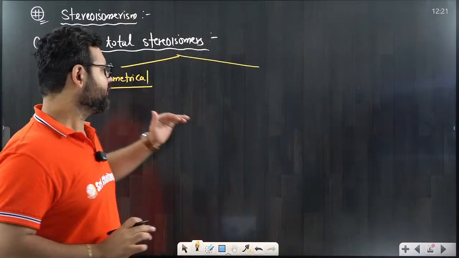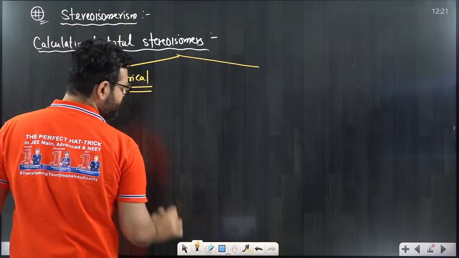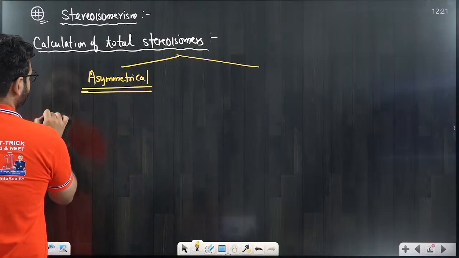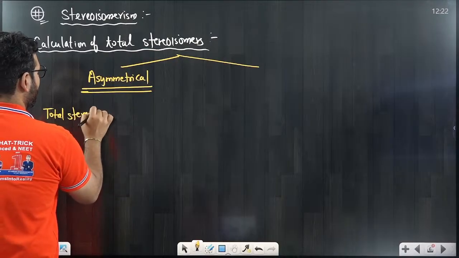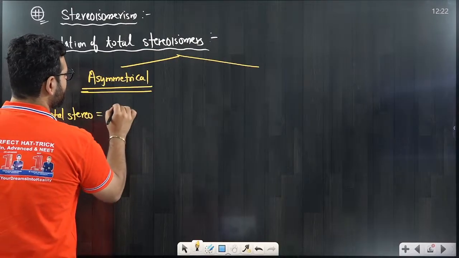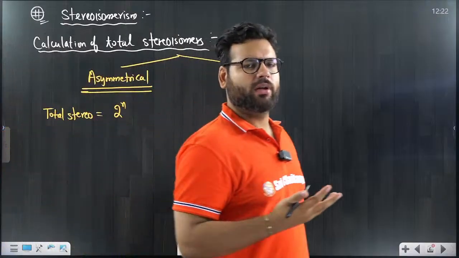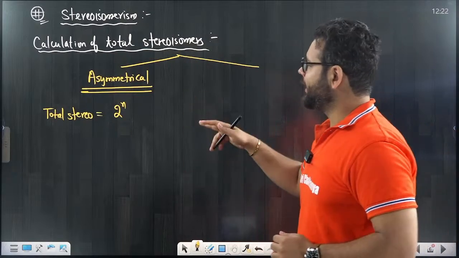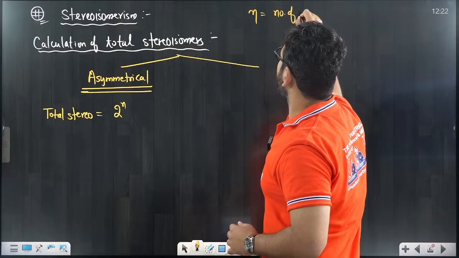So if the molecule is asymmetrical, then total stereoisomers are going to be 2 to the power n, like I told you in geometrical isomerism. So where n is what? n is the number of stereocenters.